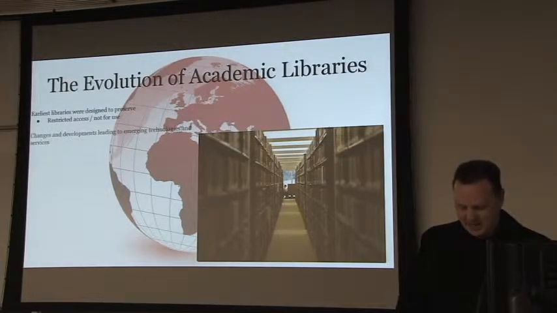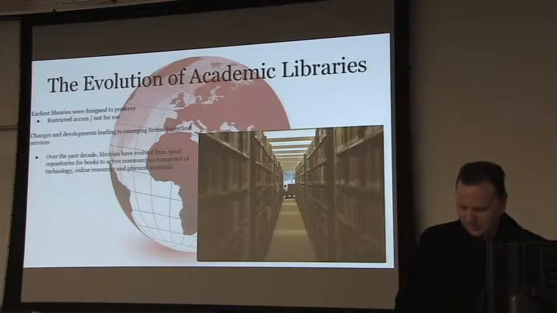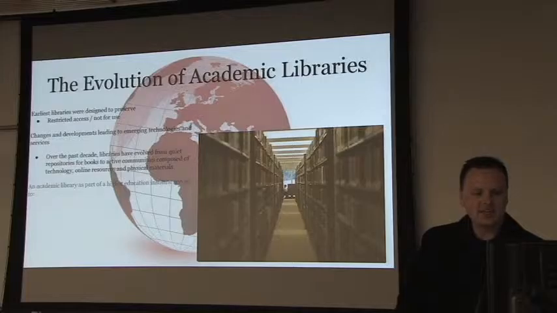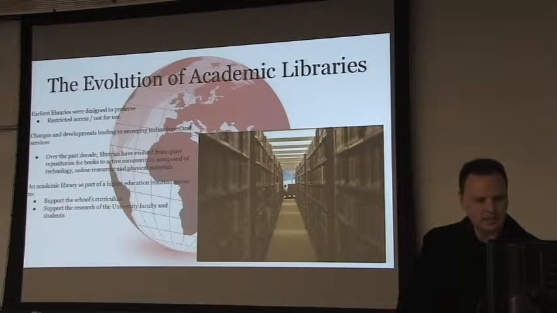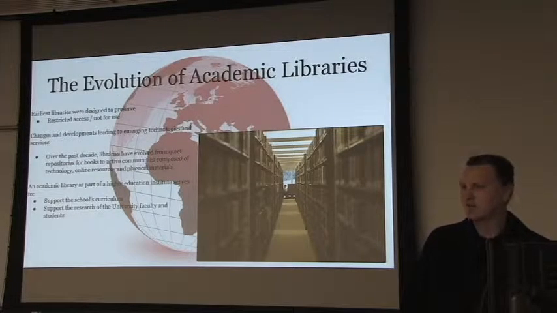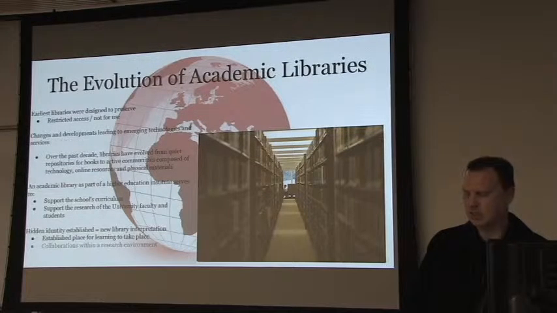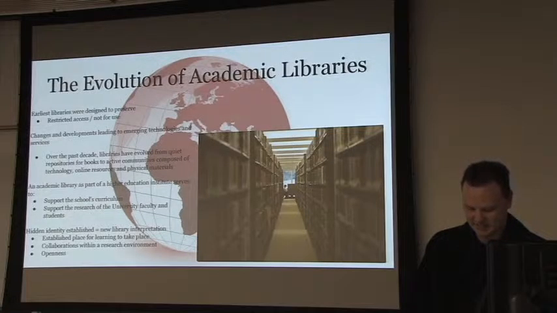Over the past decade, academic libraries have evolved from quiet repositories for books and resources to active communities composed of technology, online resources, and physical materials. Establishing a practice of openness among students and researchers, the academic library, as part of higher education, has developed a new mission to both support the school's curriculum and support the university faculty and students. The evolution of academic libraries has also developed a hidden identity that the public is becoming more aware of by interpreting these institutions as established places for learning to take place.